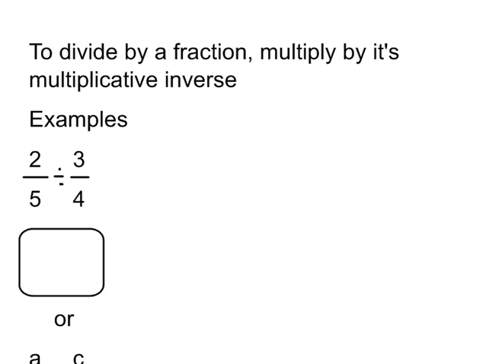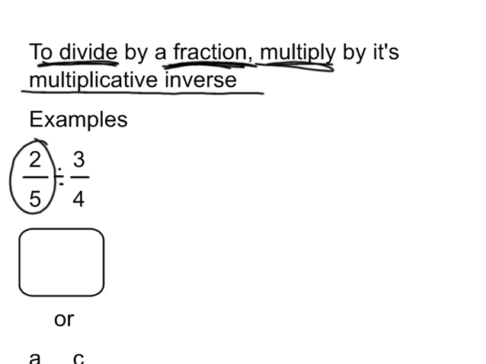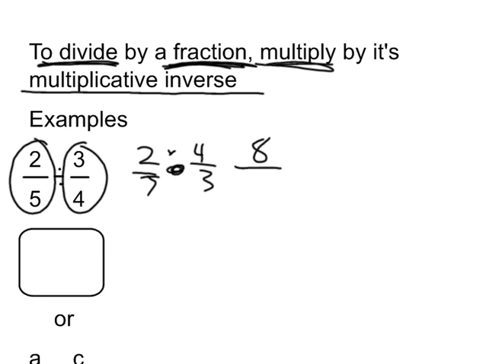To divide by a fraction, multiply by its multiplicative inverse. So if we're going to divide by a fraction, we change it to a multiplication problem, but we multiply by its multiplicative inverse. For example, if I have 2/5 divided by 3/4, that's the same thing as saying 2/5 times 4/3. If I'm multiplying fractions, I just multiply the numerators, and I get 2 times 4 is 8. I also multiply the denominators. I get 5 times 3 and get 15. 8/15 is then the quotient for this original problem.